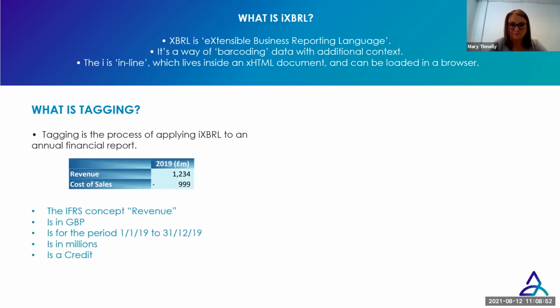What is tagging? Tagging is the process of applying iXBRL to an annual financial report. And if we look at the example on the screen, we have revenue and cost of sales. Revenue, we would have to match that to the concept in a taxonomy. So in this example, the IFRS concept would be revenue. So we would go and find the relevant tag in the IFRS taxonomy called revenue. We would then have to further define that tag. So we'd have to confirm the currency. In this example, it is GBP.